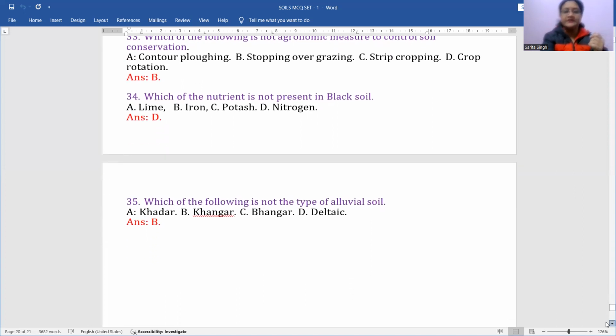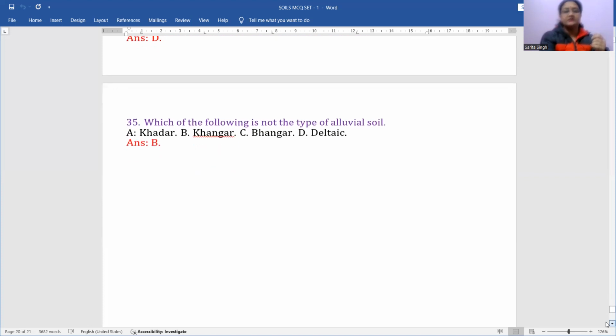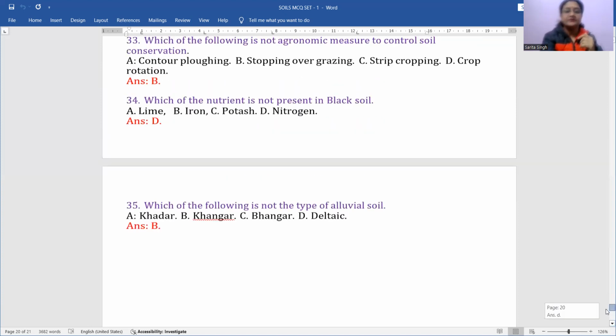Next, which of the following is not the type of alluvial soil? Khadar, Bangar, then Khangar and Deltaic. इसमें options दिए हुए, so that is going to be 100%. It is the Khangar soil, right? Means it is actually not any type of soil. Just one term has been given. Khadar soil, Bangar soil, Deltaic alluvium. ये सब अलग-अलग types हैं alluvial soil के.